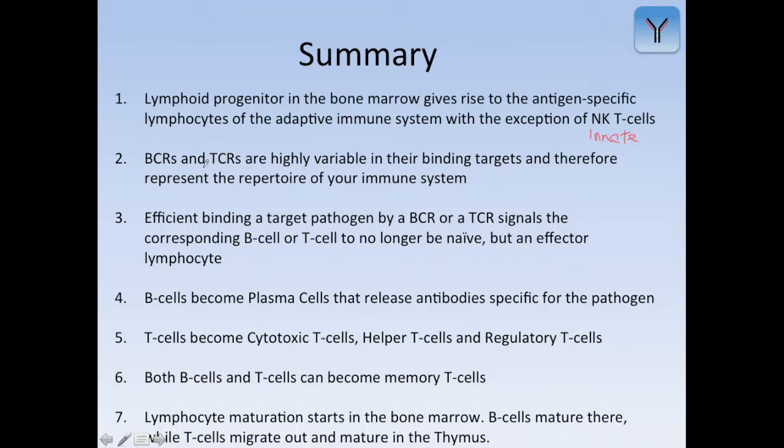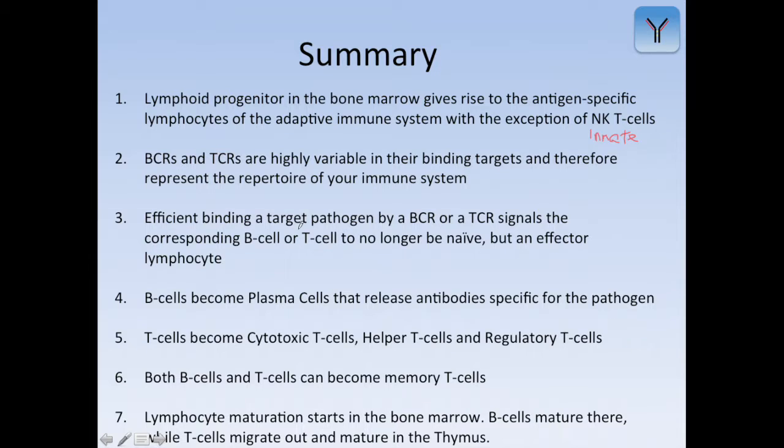B cell receptors and T cell receptors are highly variable in their binding targets and therefore represent the repertoire of your immune system. As they're generated, they basically can bind to almost any antigen possible. That's what the next few lectures will be covering, essentially how that happens. And this will make your naive immune repertoire.